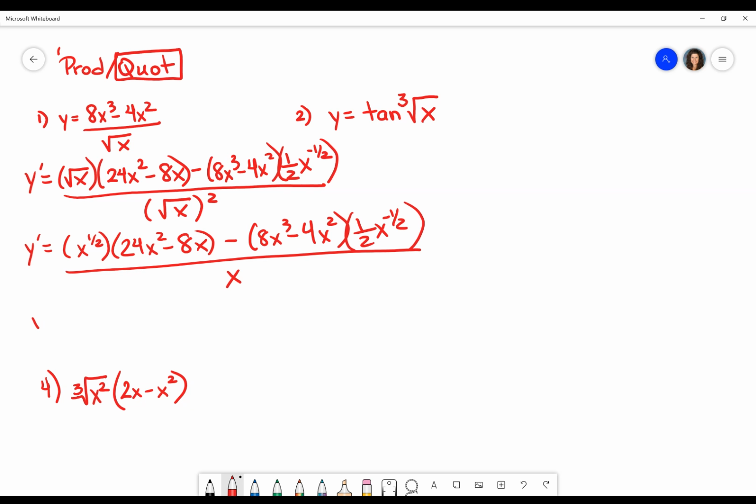So let's use rules of exponents, okay? So we get 24, and when the base is the same, you add the exponents. So I get 2.5, which is 5/2, minus 8. This is x to the 1 power. So 1 plus 1/2 is 3/2. Oh, 8x, sorry. And then it's minus, so now I have 1/2 of 8 is 4, and 3 minus 1/2 is 2.5, which is 5/2.